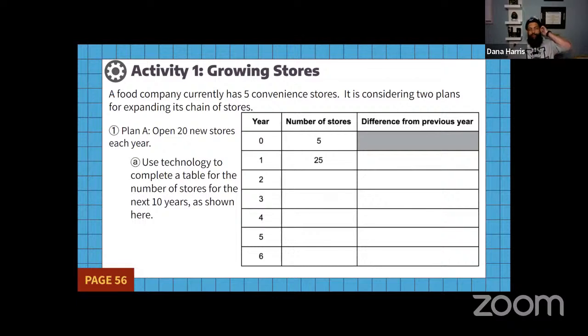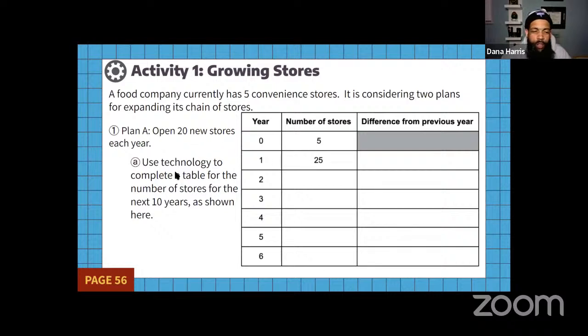It talks about a food company that currently has 5 convenience stores. It is considering 2 plans for expanding its chain of stores. The first plan, Plan A, is to open 20 new stores each year. And you want to use technology to complete the table for the number of stores for the next 10 years as shown. Now, in this chart, it only says 6 years, but by the time you do the first 6, you'll know how to do the other 10.